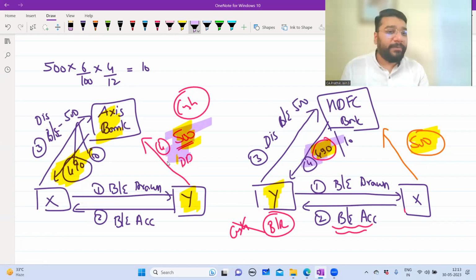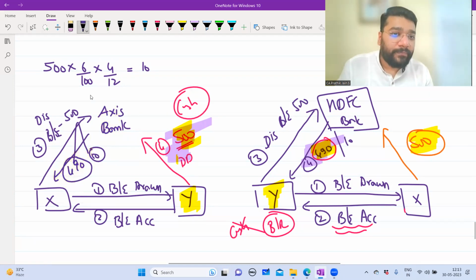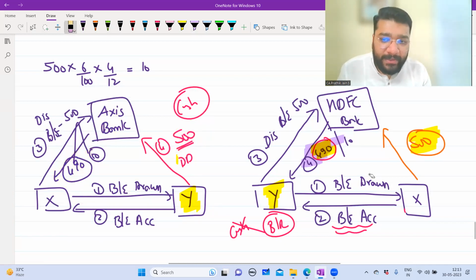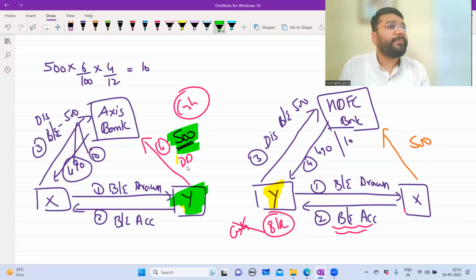Again, listen to me very, very carefully. Guys, I'm talking about the due date. On the due date, can I say Y has to make a payment of 500 rupees? So if he has to receive this 500 rupees, can I say he's already received this 500 rupees here?